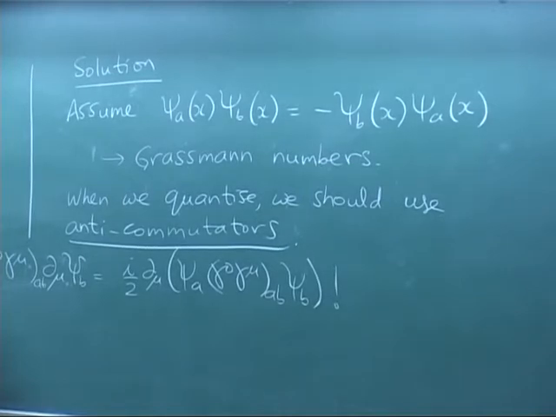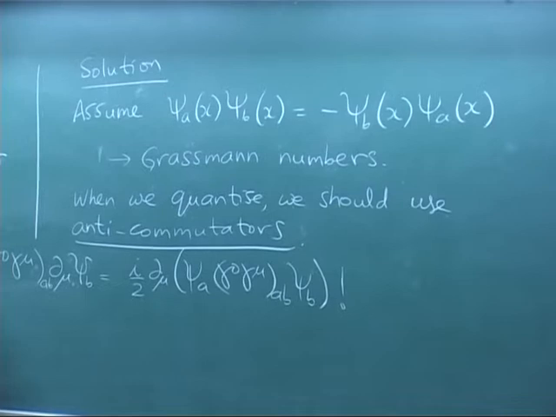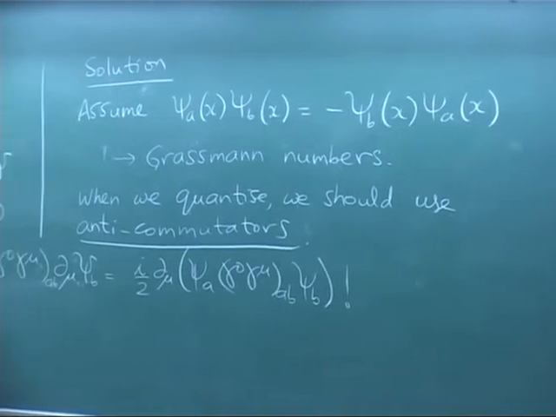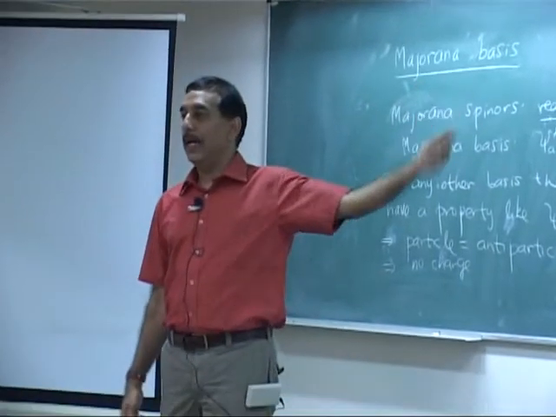So for scalar fields, I had [pi, phi] equals i h bar delta. If I put h bar equals 0, I just find that phi and pi commute, which is natural. Now here, because of the upper equation, when I put h bar equals 0, I should find that psi and psi anti-commute.